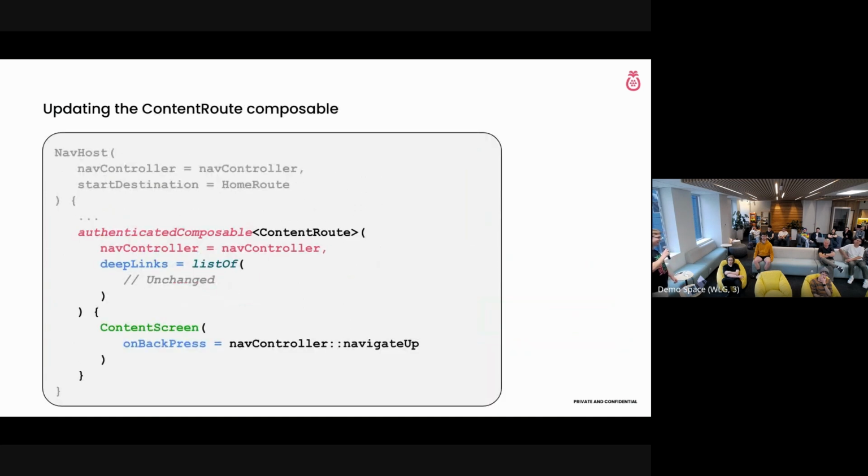And the content route, again, pretty simple. We're just replacing composable with authenticated composable and adding the nav controller there as an argument. If you didn't want to pass the nav controller down, you could pass callbacks for navigation. We're just using the nav controller for simplicity because we've got more than just navigate to login inside of ours.